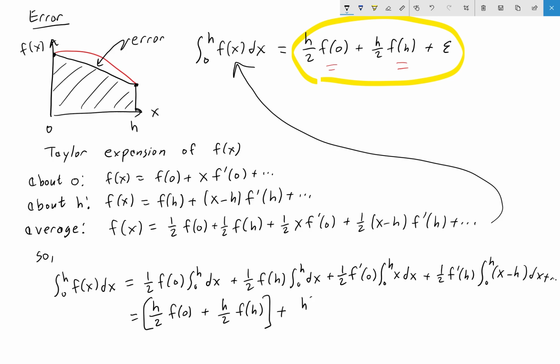I'm going to get an h squared on 4 times f prime 0. And then this one's a little trickier, but we just do a quick u substitution. It's basically just going to come out negative. H squared on 4 times f prime on h, and then so on. Okay, so all this stuff here is the error, and that error is proportional to h squared.